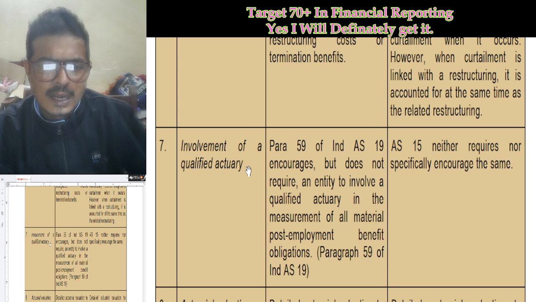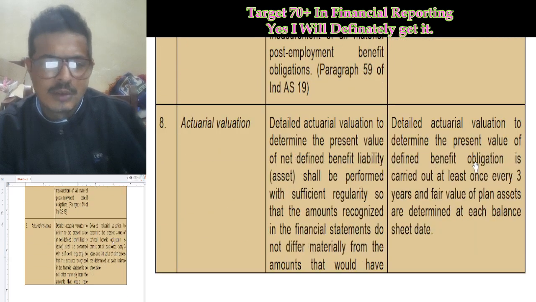Involvement of qualified actuaries. Para 59 of Ind AS 19 encourages but does not require an entity to involve a qualified actuary in the measurement of all material post-employment benefit obligations. AS 15 neither requires nor especially encourages the involvement of an actuary.